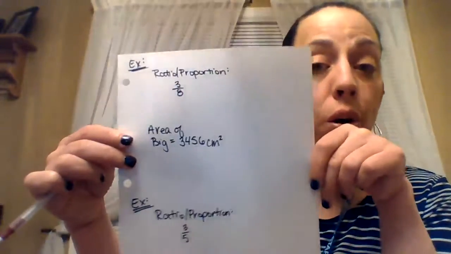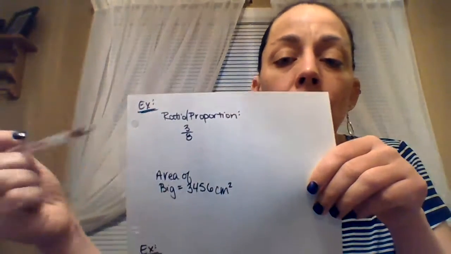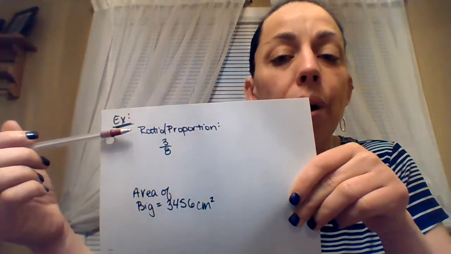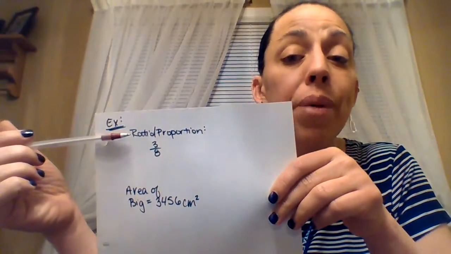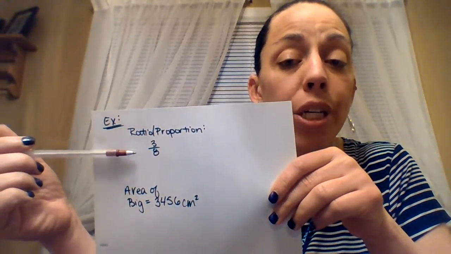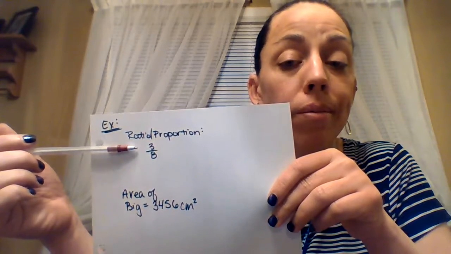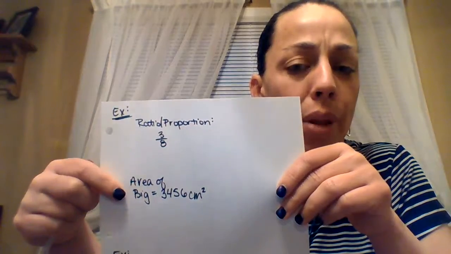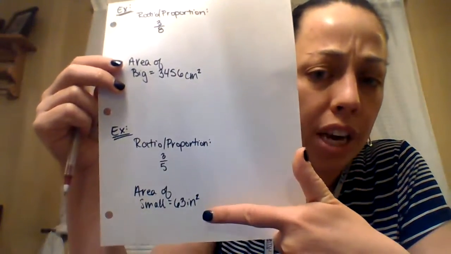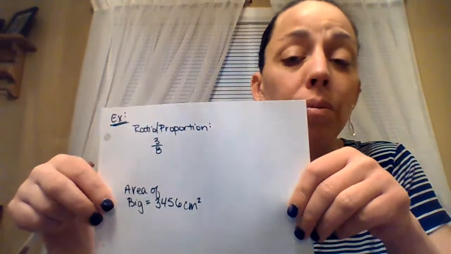Here are 2 examples like your homework tonight. This first one, you are going to be given, there's no pictures. Notice there's no pictures. You're going to be given the ratio. Go ahead and write down that ratio or proportion. You are either going to be given the area of the big, notice this top example I gave you, area of the big, just real quick, I'll move again, or the area of the small.